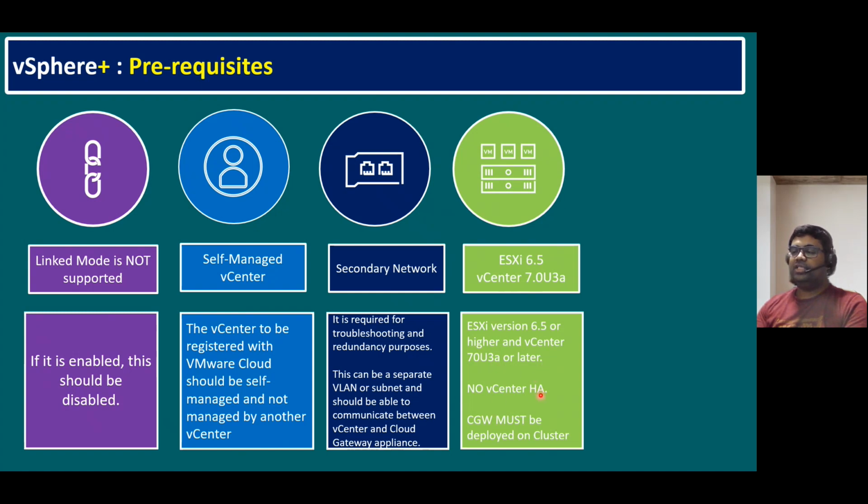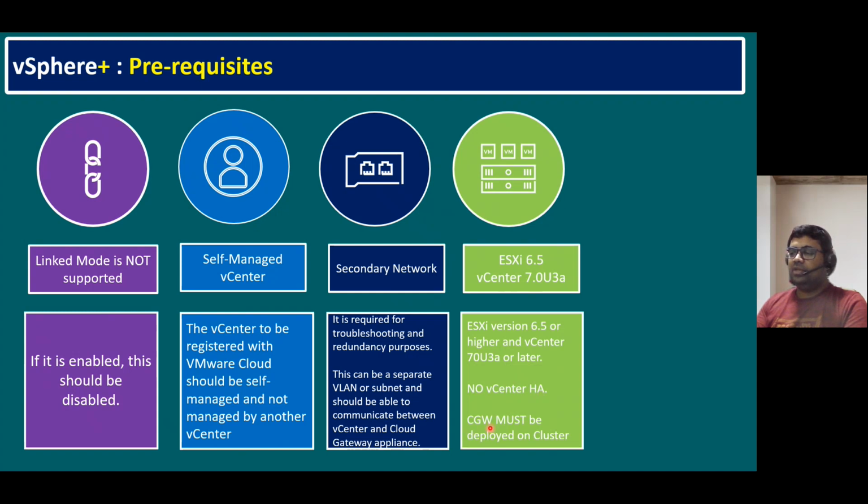And no vCenter HA. Suppose your vCenter is configured with vCenter HA. vCenter HA, in general, is configured with a primary vCenter, secondary vCenter, and witness vCenter. If your organization is using a vCenter HA setup, upgrading from vSphere to vSphere Plus is not recommended. We have to disable or destroy the vCenter HA first before upgrading your license subscription from vSphere to vSphere Plus.